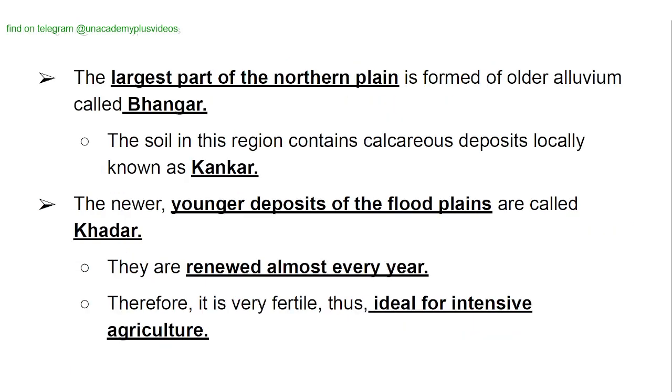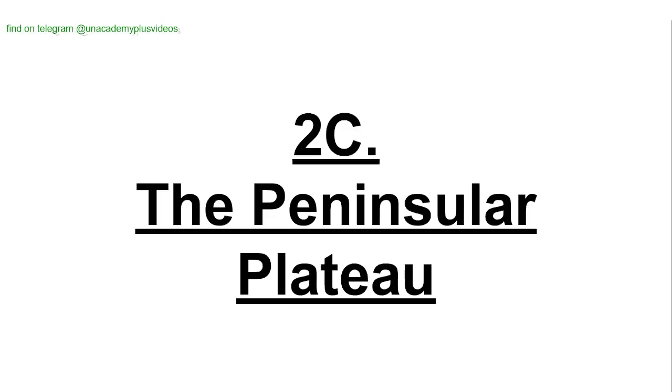The largest part of the northern plain is formed of older alluvium called Bhangar. The soil in this region contains calcareous deposits locally known as Kankar. The newer, younger deposits of the floodplains are called Khadar. They are renewed almost every year. Therefore, it is fertile, thus ideal for intensive agriculture.